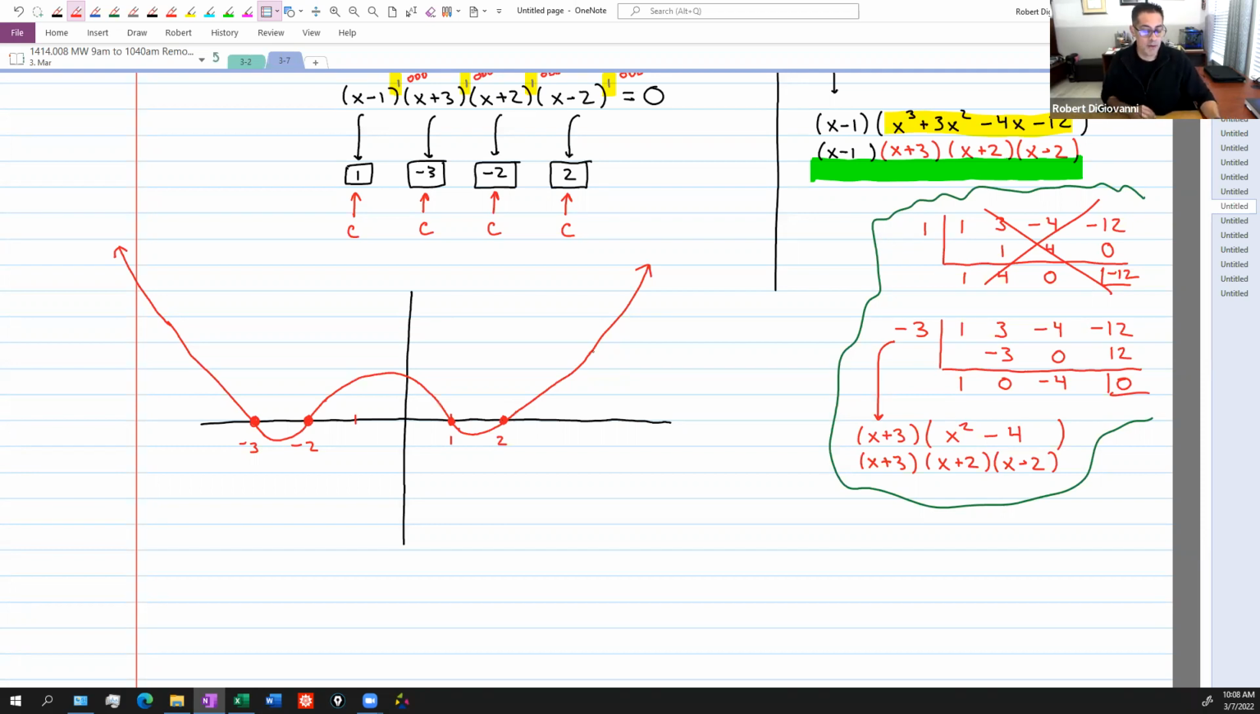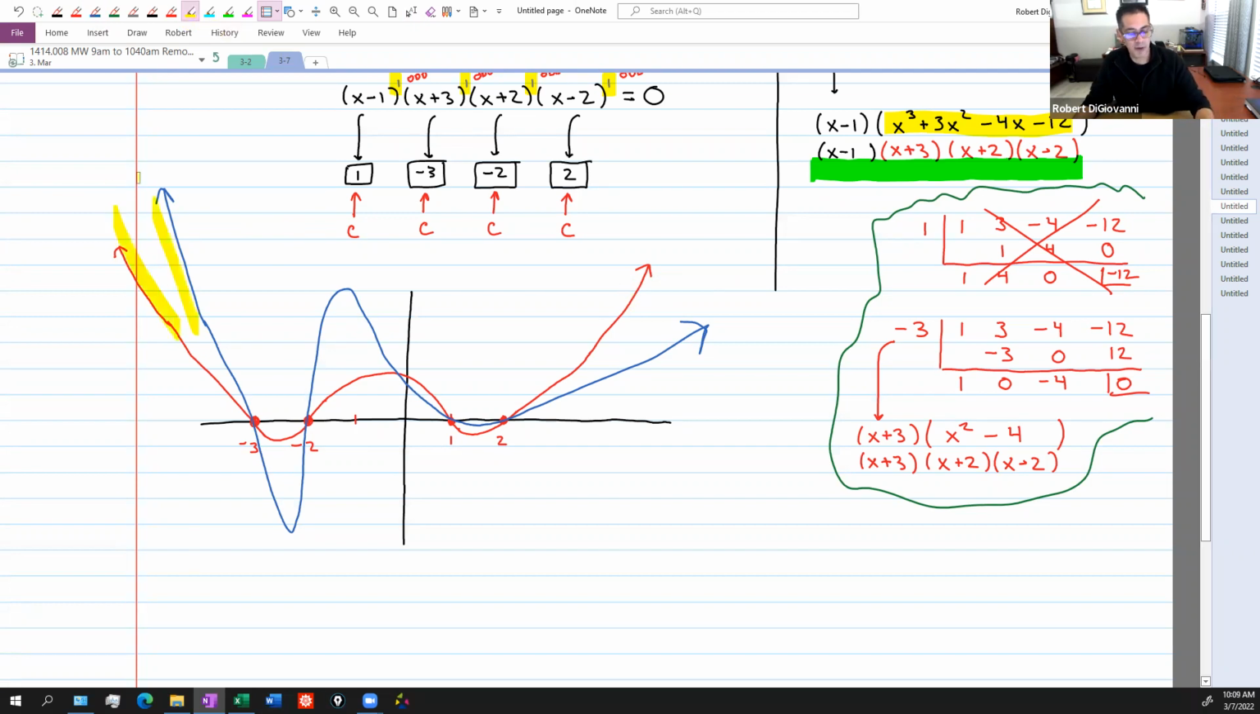I had told you before that everybody's picture is going to look slightly different. Somebody could do this. Okay, someone could have drawn this. And that would be correct. We all have to have certain things that look the same. Like we have to have our left and right hand sides go up, right? That has to happen. We've got to have the up on the left and on the right. We all have to have the same x-intercepts. We all have to have that we cross through.